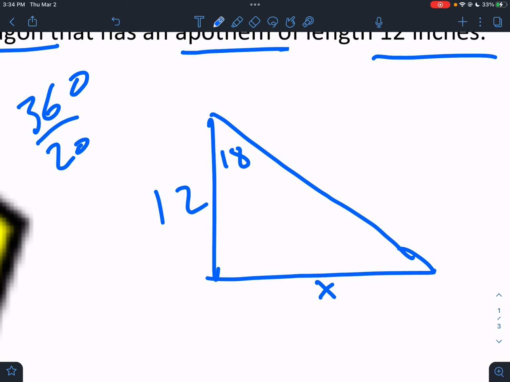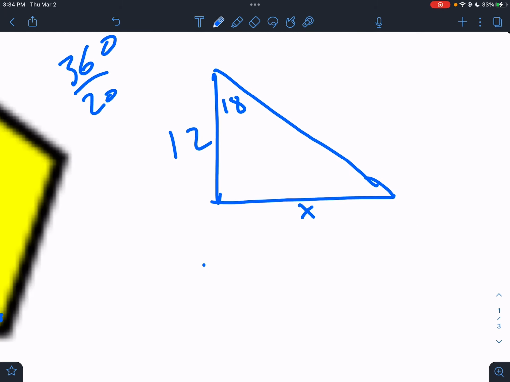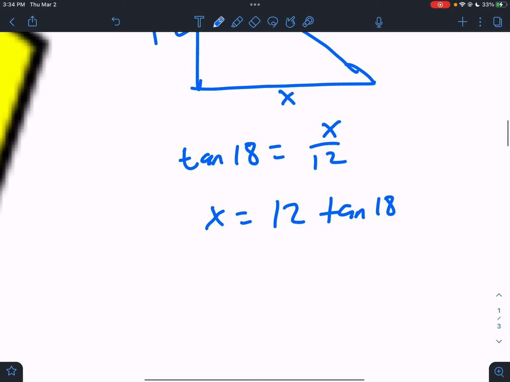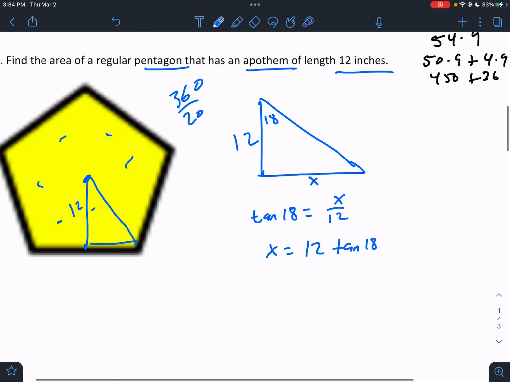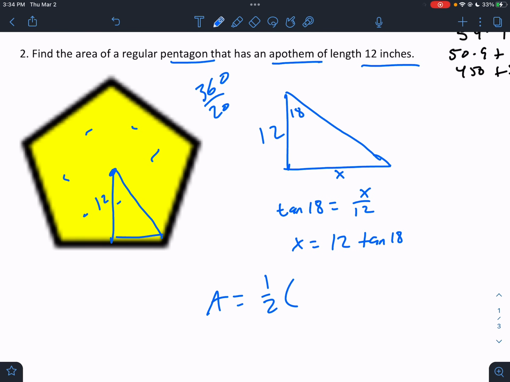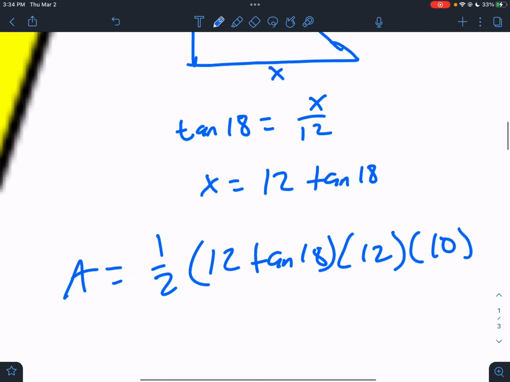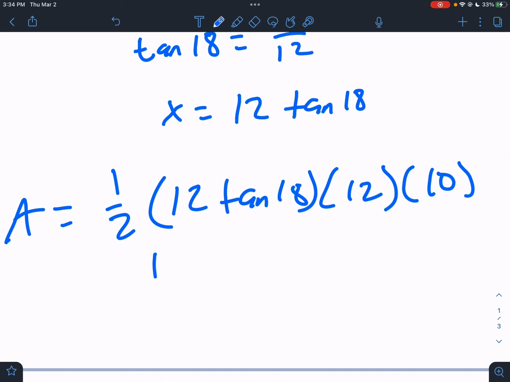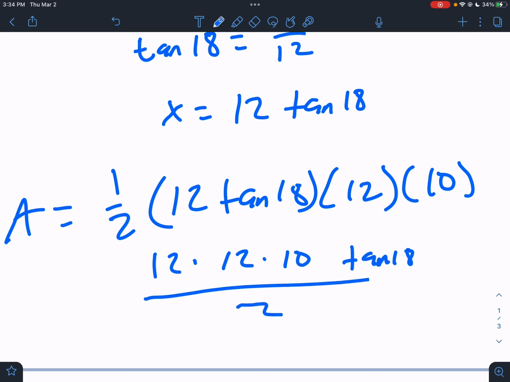And I still need that number to get area. So we would do the tangent of 18 would equal opposite over adjacent. So x equals 12 times the tangent of 18. So the base is 12 tan 18. So the area is 1/2 times the base, 12 tan 18, times the height, which is 12. How many of them are there? Well, it's a pentagon, so there would be 10 of these. Remember, there's 2 per side. So this is the situation. You can think of this as being 12 times 10 times tan 18 all over 2.